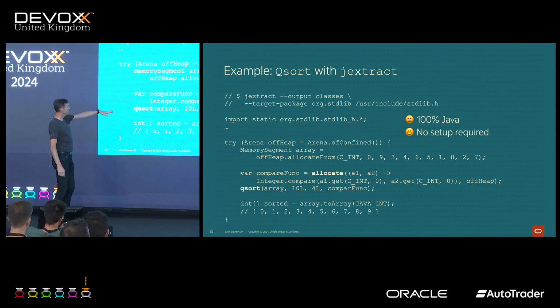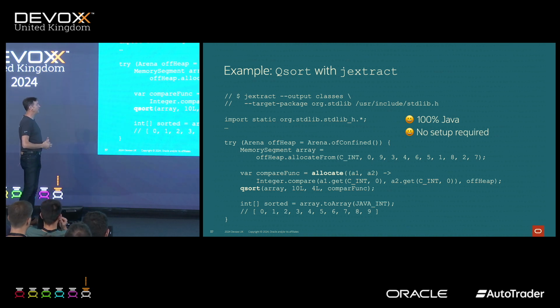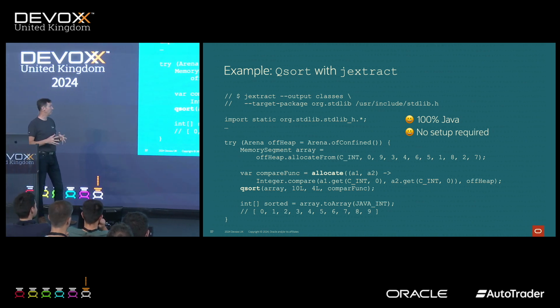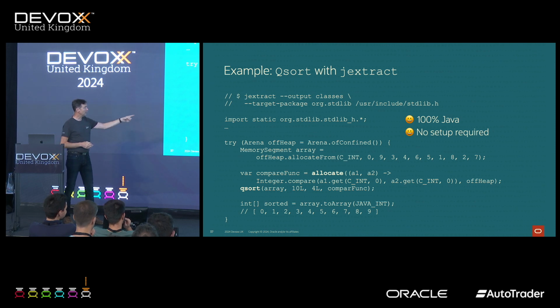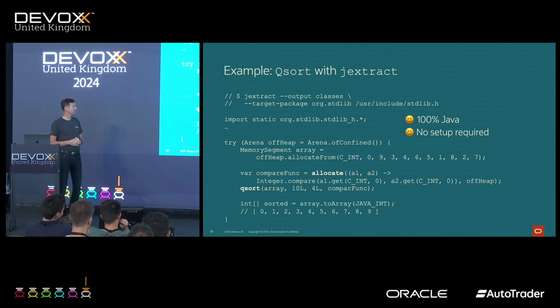I invoke this on the array, which is unsorted up there. I have 10 elements of whatever it is. Each element is 4 bytes, and then there is my comparison function that's going to be called by the system on every comparison. And then I get the sorted list out. So that's great.